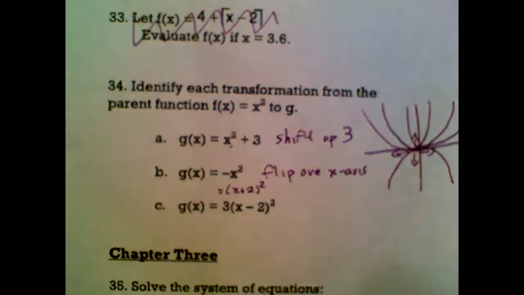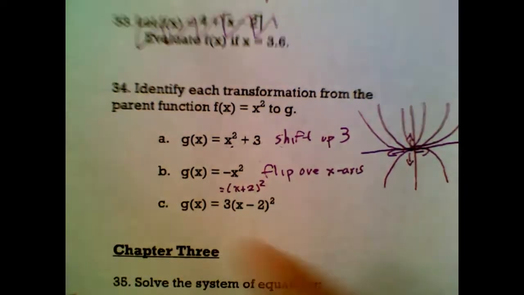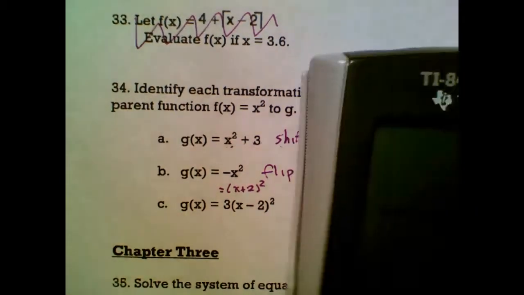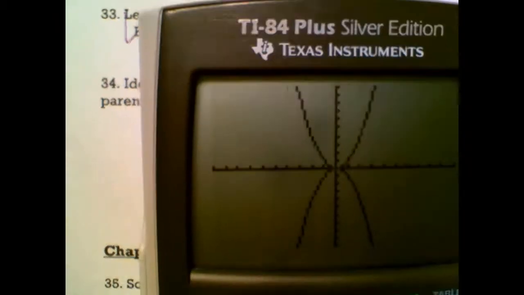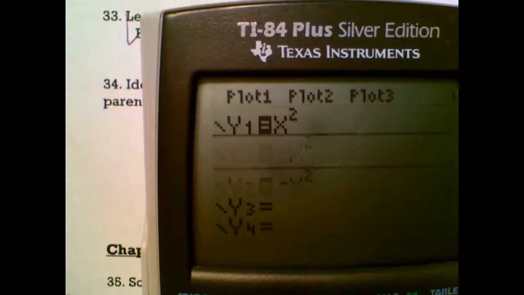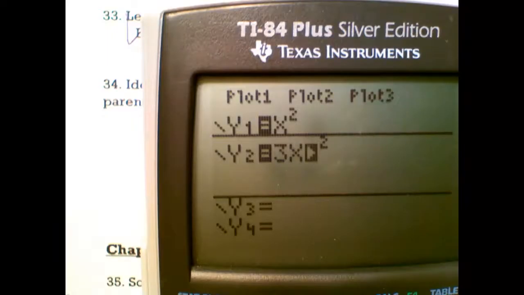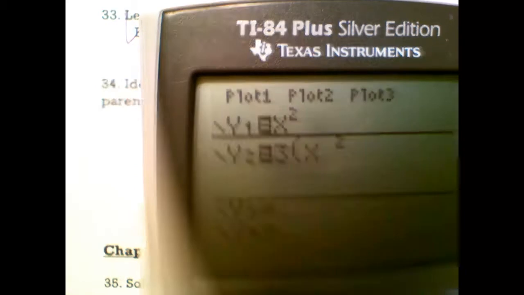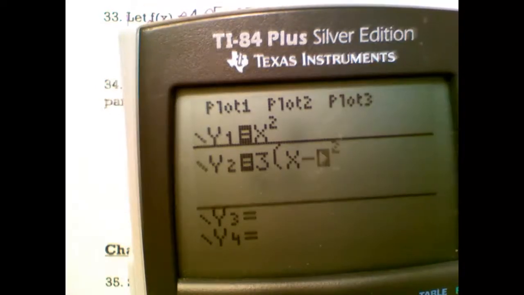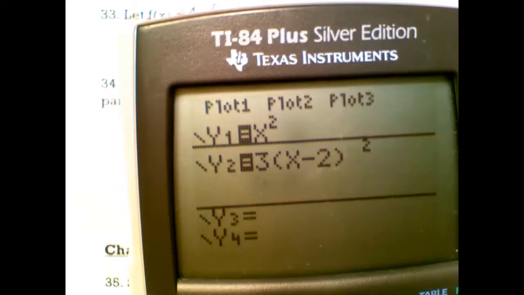Okay, and then we got this next one. We have g of x is equal to 3x minus 2 squared. So let's just see what that looks like if we were to graph that out. We got y, so we got 3x minus 2 squared.